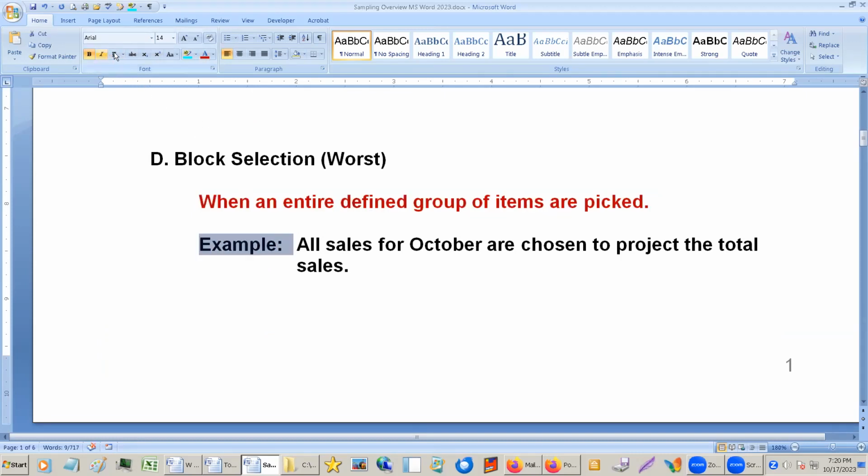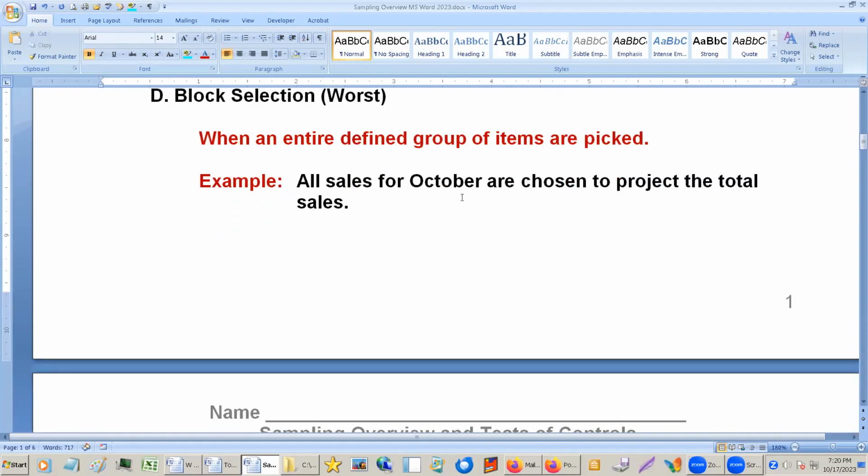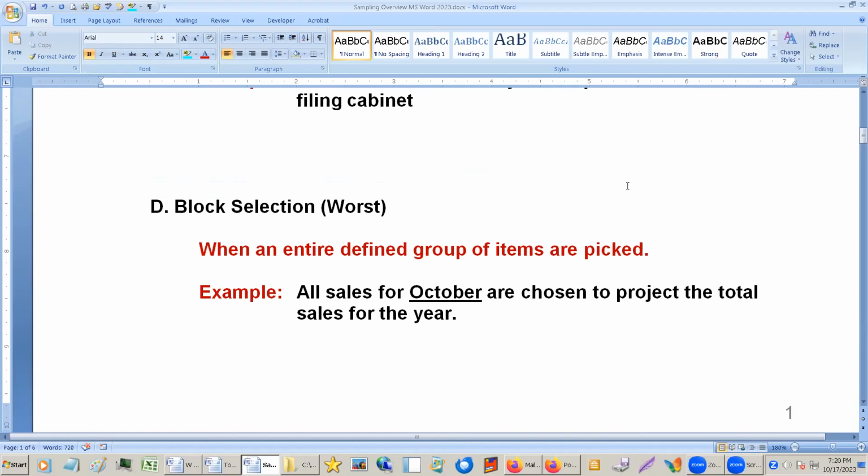Example, all sales for October are chosen to project the total sales for the year. Let's say for the year. What's the problem with using October only to project the sales? So block selection is when you take an entire sample of one thing and say, okay, we're going to use this for the entire sample. So let's just look at October. What's the problem with taking October for projecting the sales for the entire year?